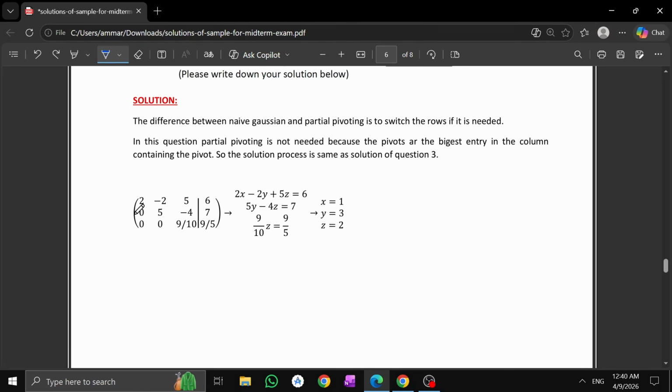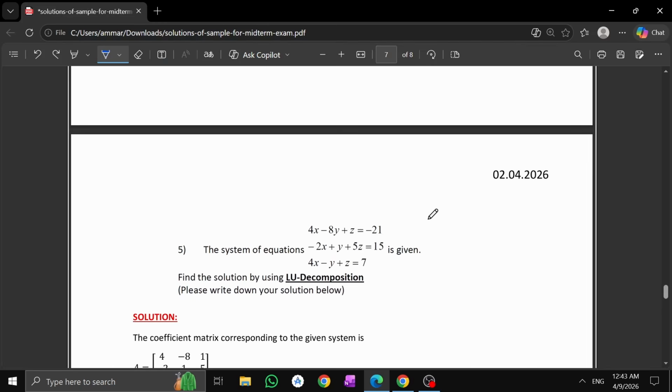Here we got 2 as the biggest one, taking the absolute values of all of these, like the absolute value of 0 and 0. What's the biggest value of these 3? You're going to say it's 2. The absolute value of 5 and 0, what's the biggest between these two? 5. So no need to swap, because the pivots are the biggest entries in the column.